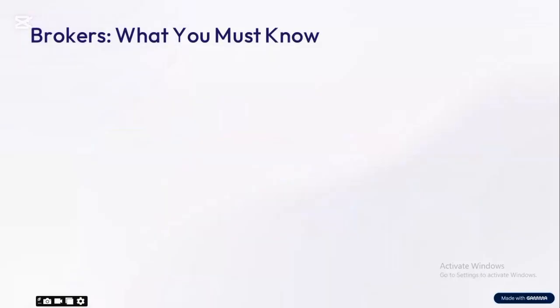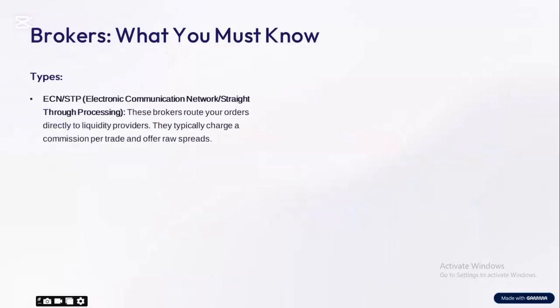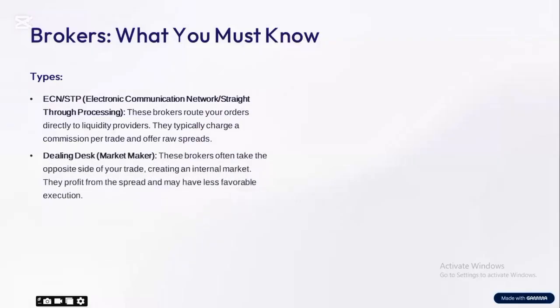Brokers. What you must know about brokers. We have types of brokers. We have the ECN, or you can call them STP. If you hear STP, that's still the same thing: straight through processing, or electronic communication network. These brokers route your orders directly to liquidity providers. They typically charge a commission per trade and offer raw spreads. This is what most of us use, ECN or STP, whichever you call it. It's the ideal one for small fries. We call ourselves fries, or small traders, or retail traders.